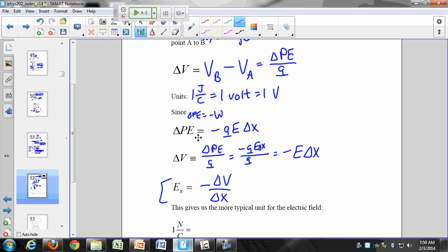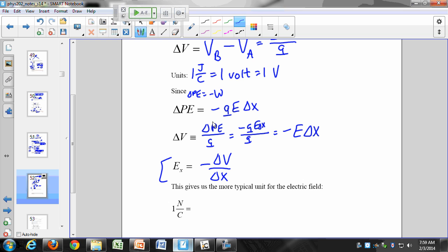First of all, normally for electric field, we give the units as 1 Newton per coulomb, but we'll also give the electric field in 1 volt per meter. And it's more common to give the electric field in terms of volts per meter. It's because of this relationship that the electric field in terms of work is the same as our potential over our delta X.